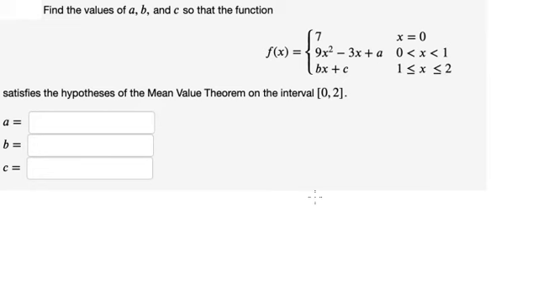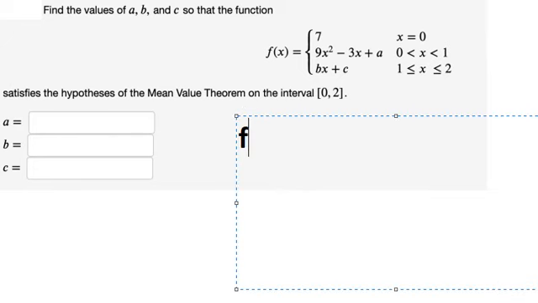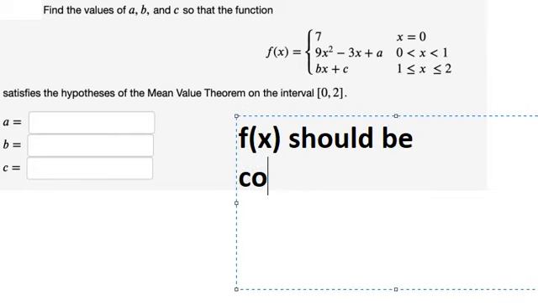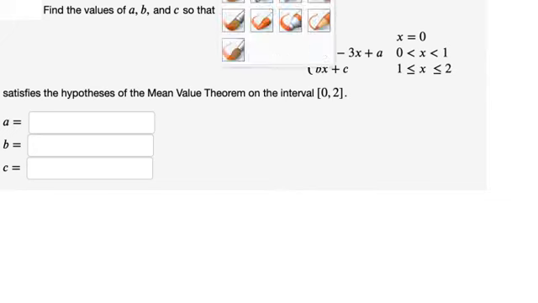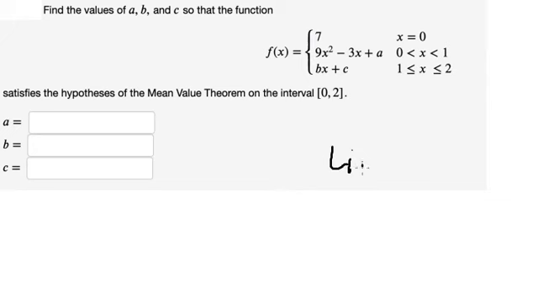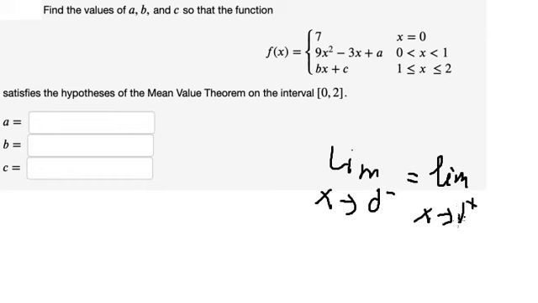If we want to satisfy the mean value theorem, the function should be continuous. That means if we look at a piecewise function, we see that the limit on the left, for example, I choose D in here, the limit on the left should be equal to the limit on the right, so that the function can be continuous.